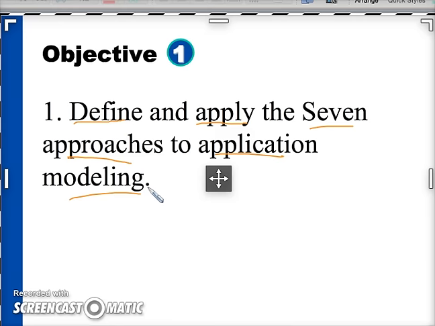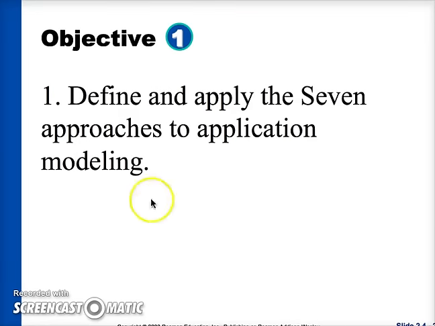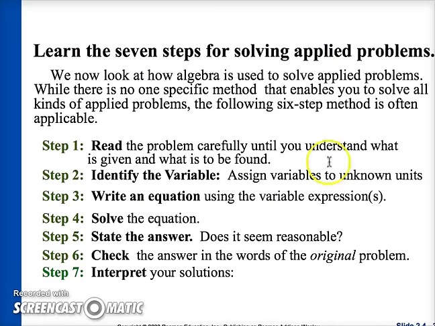To interpret what it really means, I'm going to give you 7 approaches that will help you attack all application problems. Okay? So make sure you follow these approaches more carefully. All right? Here are the 7 approaches. The 7 approaches are as follows.